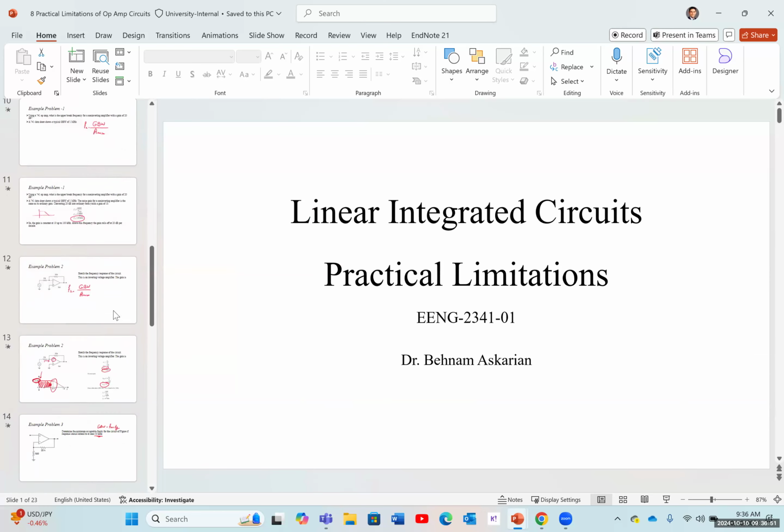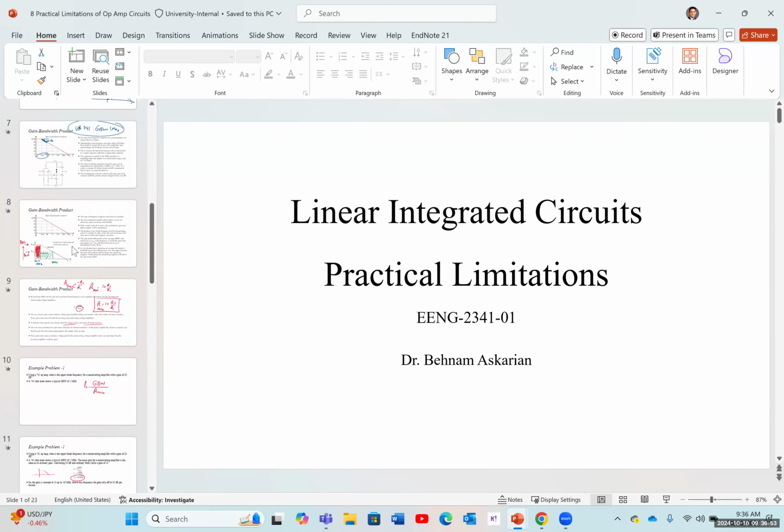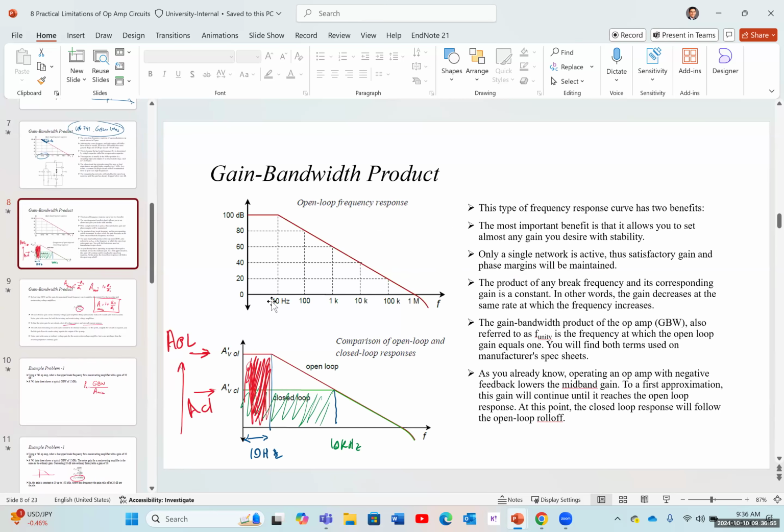Go back to that slide. It's a very important slide. So the frequency response for this open loop is only 10 hertz. But if we add a closed loop system, the frequency response significantly increases to, for example, here, 10 kilohertz or so. So 1,000 times. But at the same time, the gain would drop.